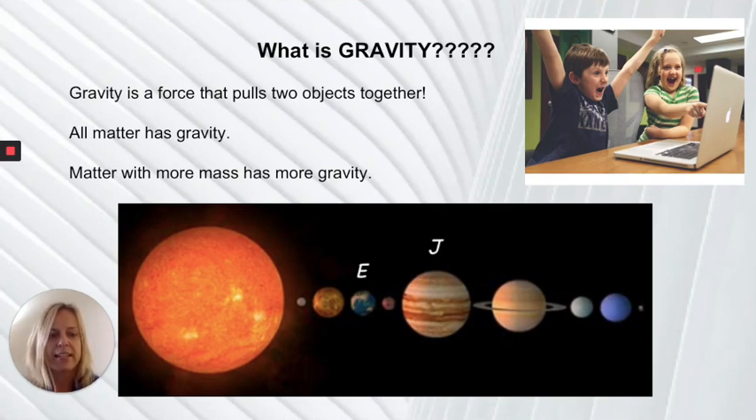Take a look at this model of our solar system. You can see how much bigger Jupiter is than Earth in this model. It makes sense that it will have more mass and gravity. Now, do you think Jupiter or the Sun, which is over there on the left, has more gravity? Just think about which one of those is larger.